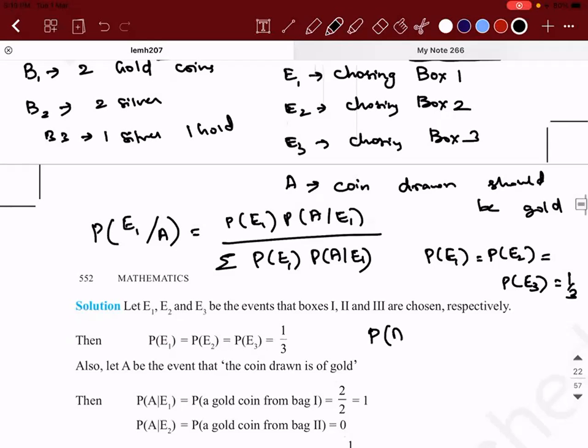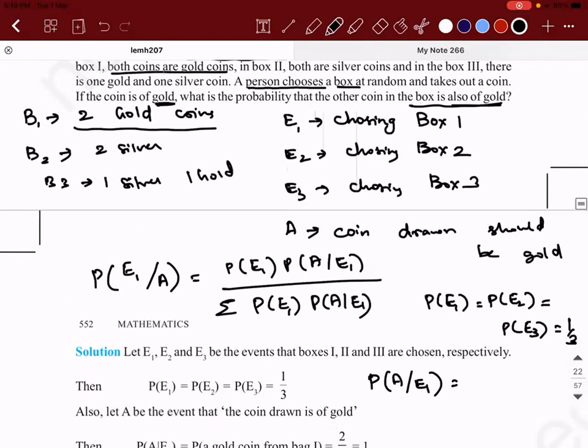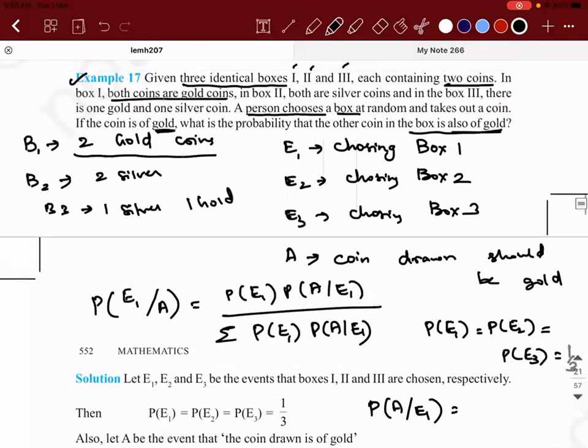So what is the probability of choosing a gold coin from E1? What is the probability of you choosing a gold coin known that it is from bag 1? Let's see how many of you are able to answer. So bag 1 contains 2 gold coins. Out of the 2 gold coins, if I ask you to pick one gold coin, what is the answer? You have 2 gold coins. From those 2 gold coins, I'm saying pick one of the coins and I want that one coin to be gold. So how much is it? It is a sure event.